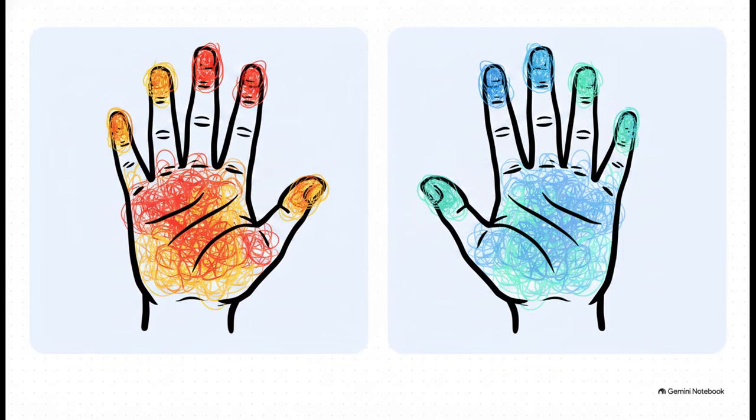Now contrast that with the blue and green areas highlighting osteoarthritis. OA typically affects the PIP joints too, but it completely spares the MCP joints, and instead targets the distal interphalangeal joints, or DIP joints, right near the fingertips.